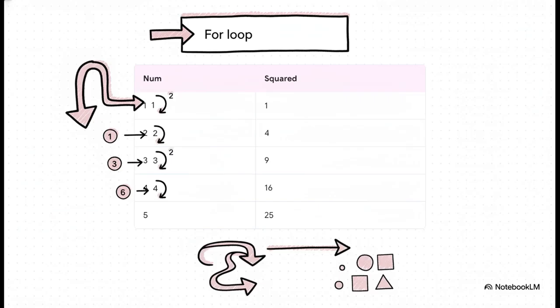On cycle 1, it grabs the 1, squares it, prints it. Then, and this is the magic part, it automatically moves to the next item. It grabs the 2, squares it to get 4. Then 3 becomes 9, 4 becomes 16, 5 becomes 25. You notice what's missing? There is no manual counter. The for loop just seamlessly flows through the data entirely on its own.